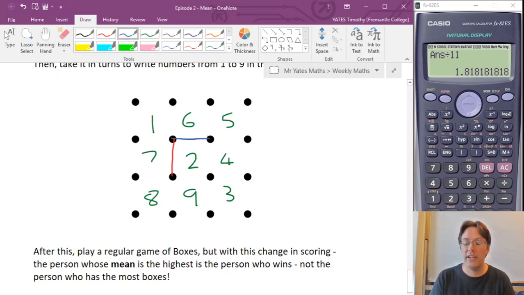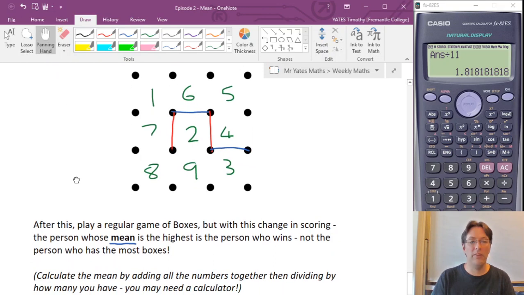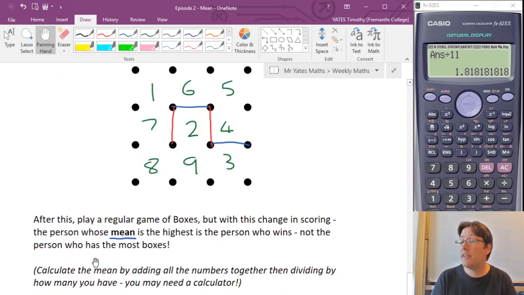The change in scoring is that the person whose mean is the highest is the person who wins, not necessarily the person who has the most boxes. So if you make a box available, the blue player now has to think, do I actually want to get this 2? They may not want the 2. And just in case you need a bit of a reminder of how to calculate the mean, you calculate the mean by adding all the numbers together, then dividing by how many numbers you have.